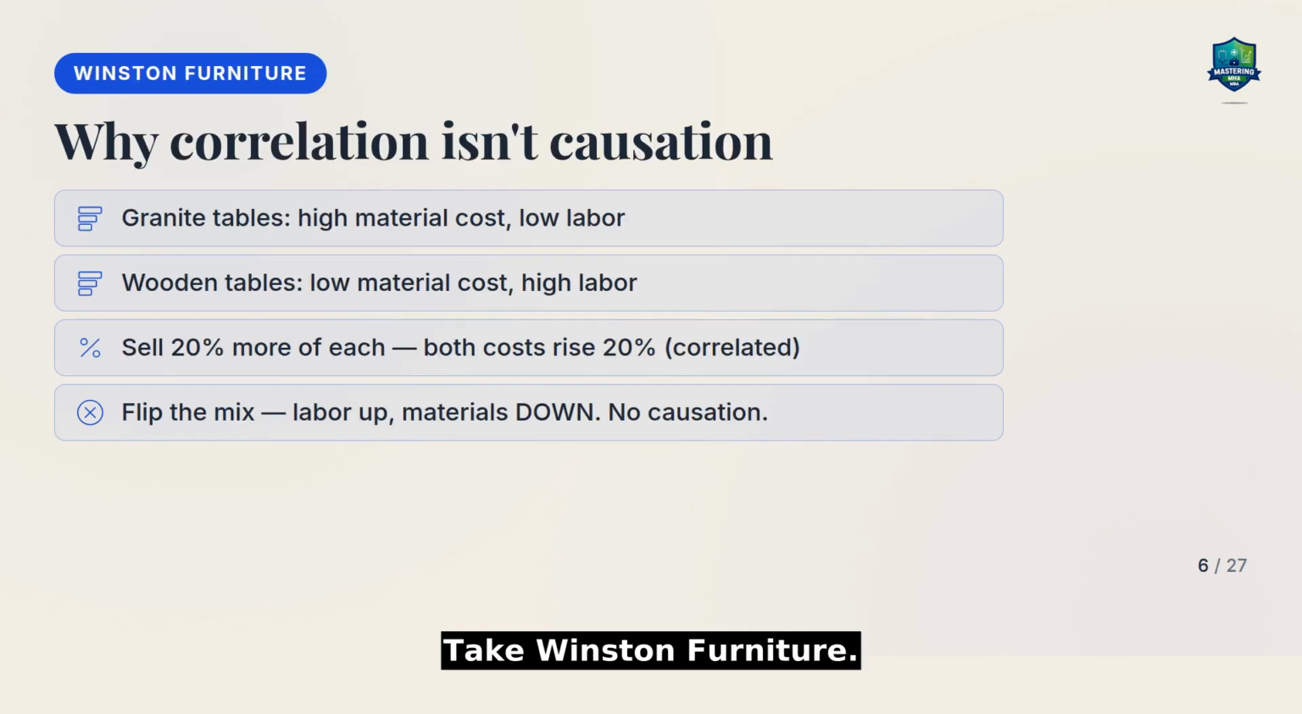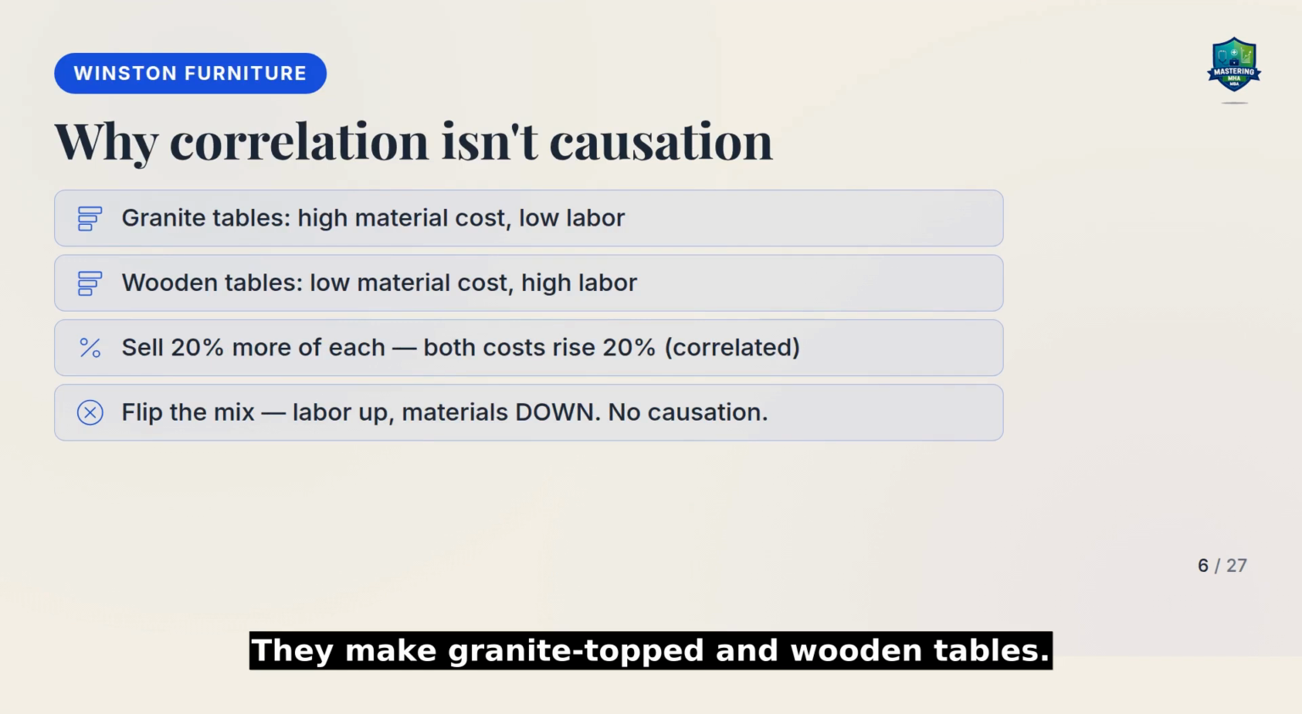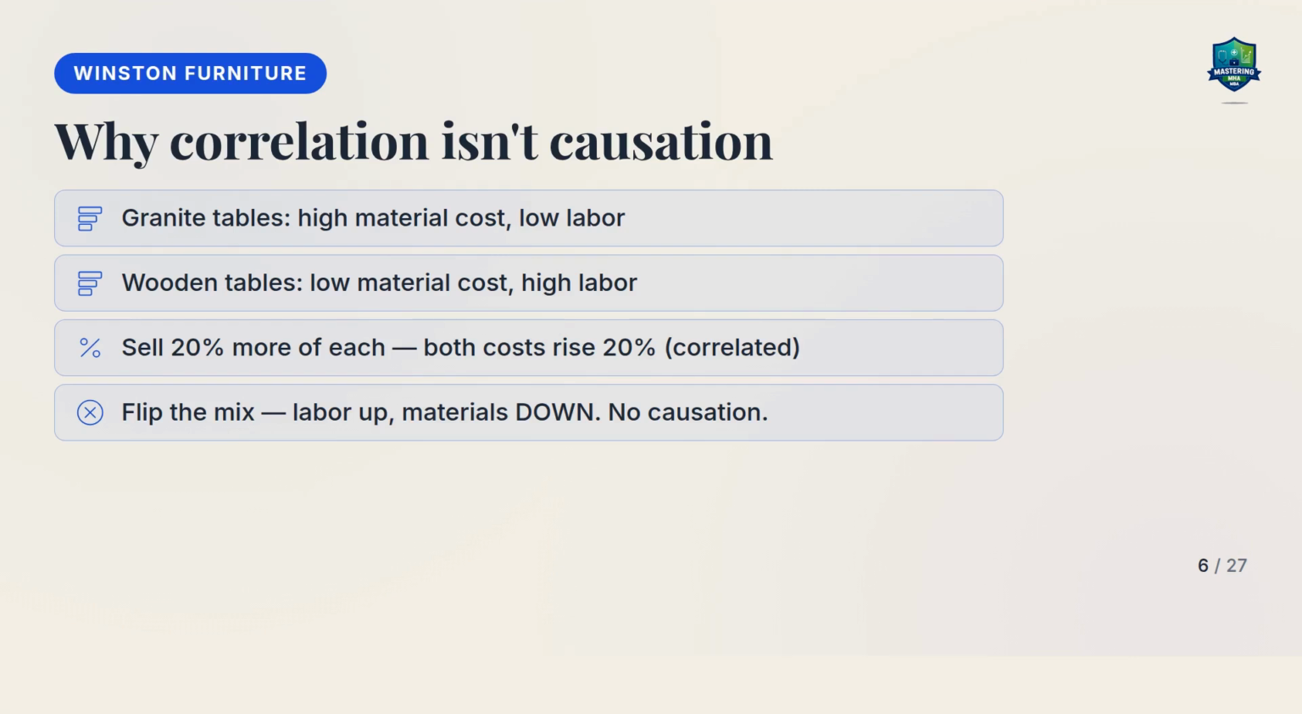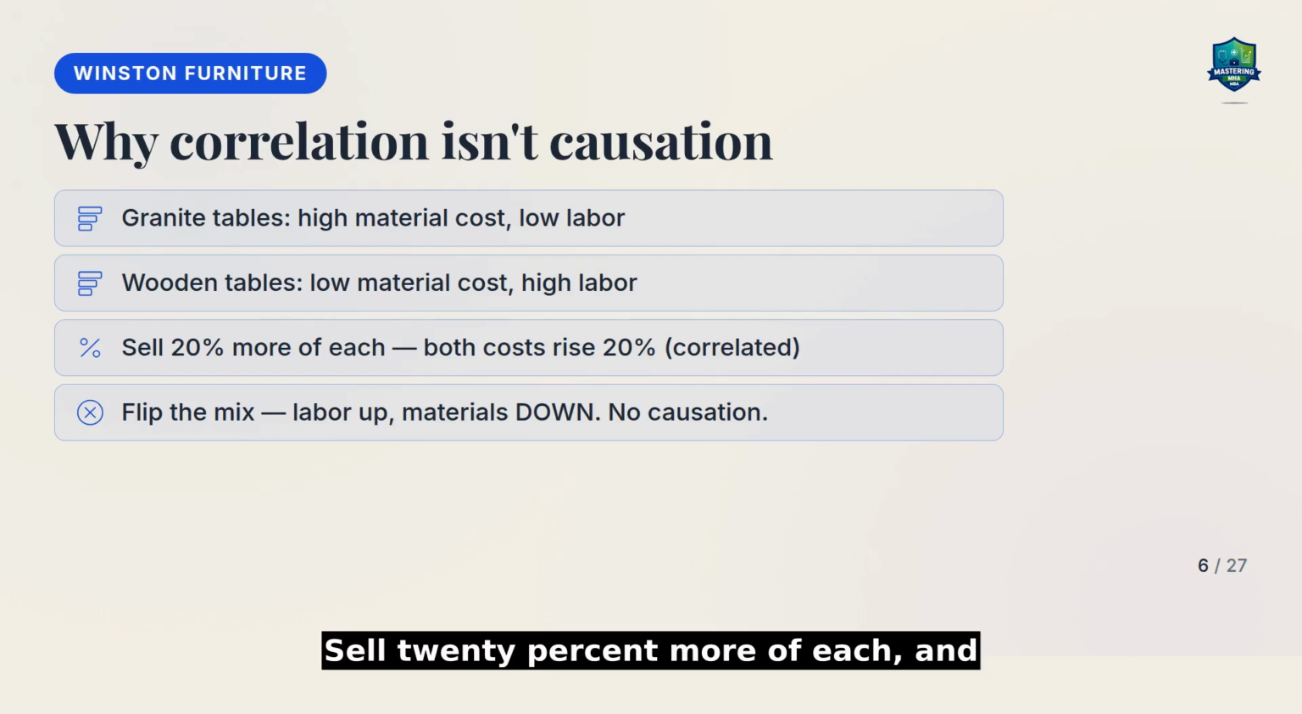Take Winston Furniture. They make granite-topped and wooden tables. Granite has high material cost but low labor cost. Wooden is the reverse. Sell 20% more of each, and total direct material cost and total direct labor cost both rise 20%. They look perfectly correlated.